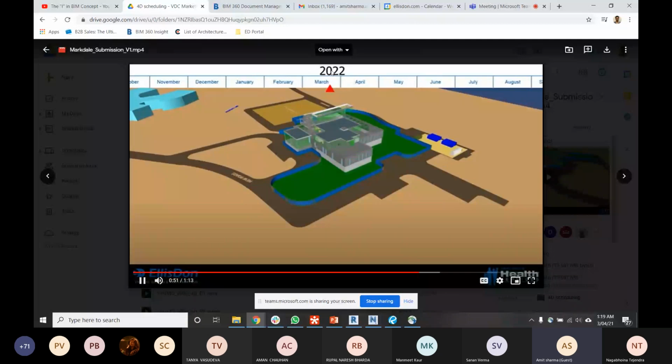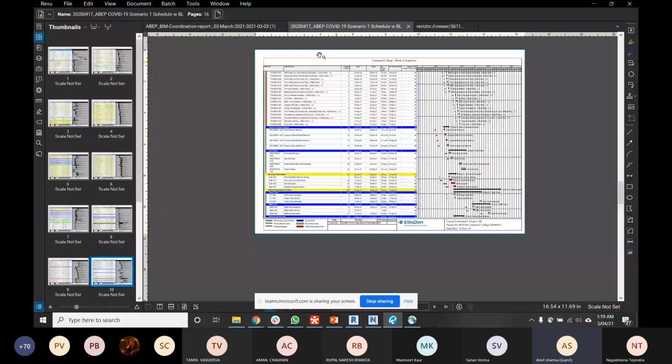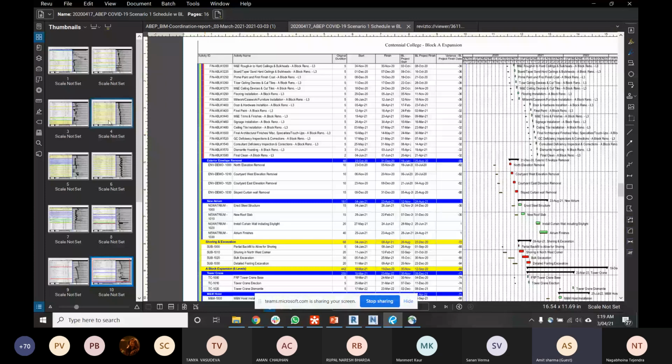And if we see any kind of lags, if we see that there's a time lag between two casting of slabs, we can reduce that. But if I show you one example of a construction schedule, this is the construction schedule we usually prepare, and it's very hard to understand.